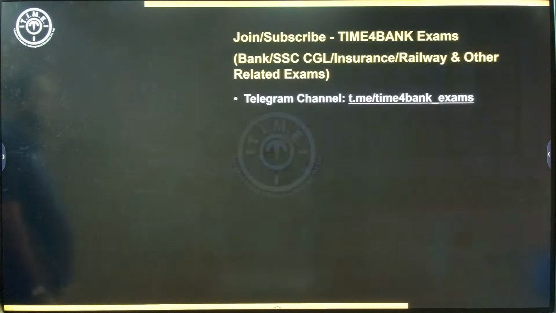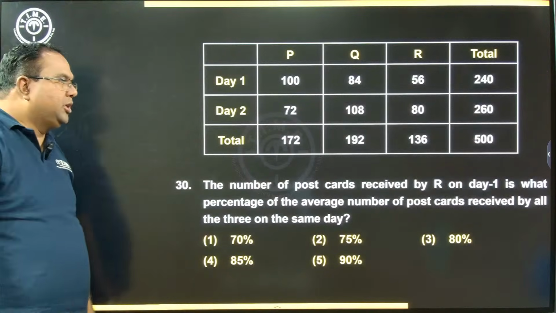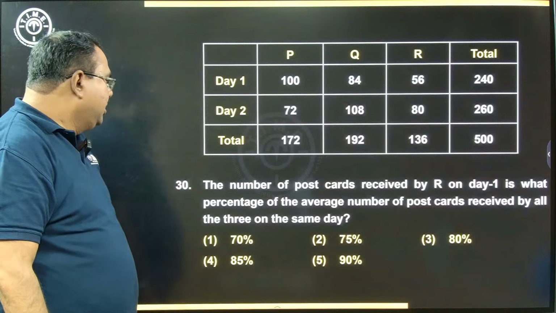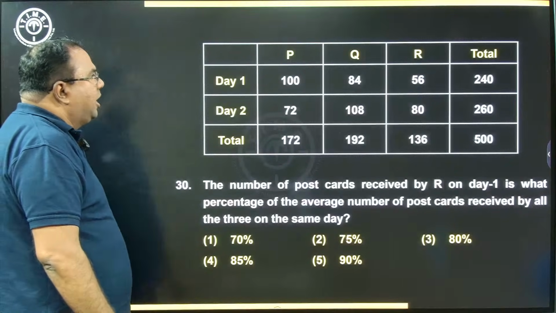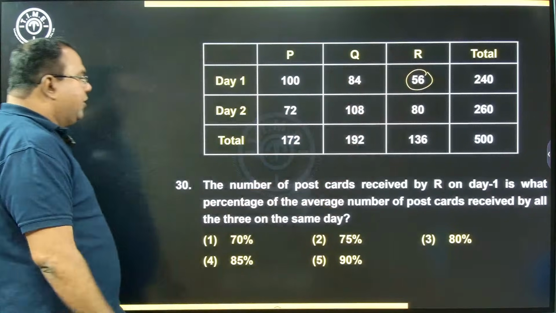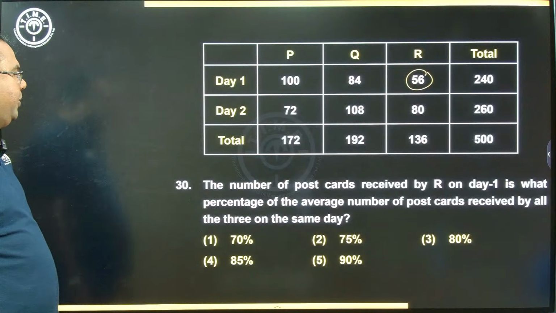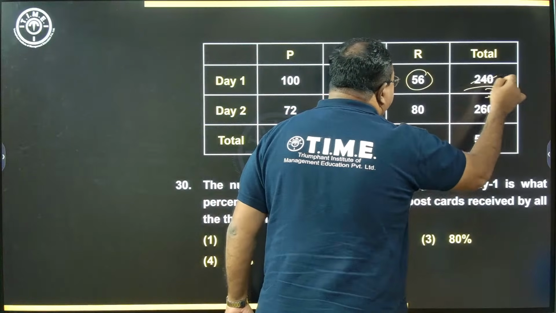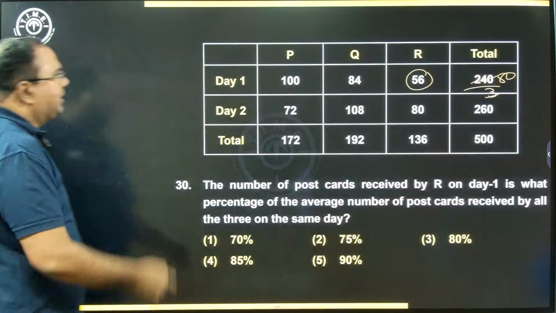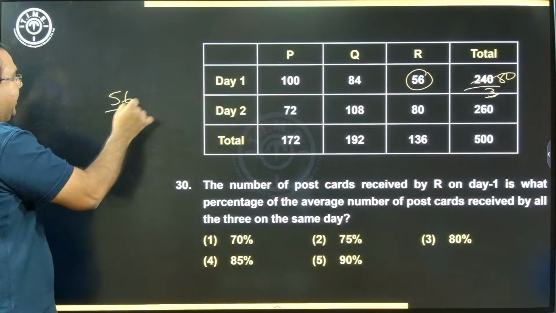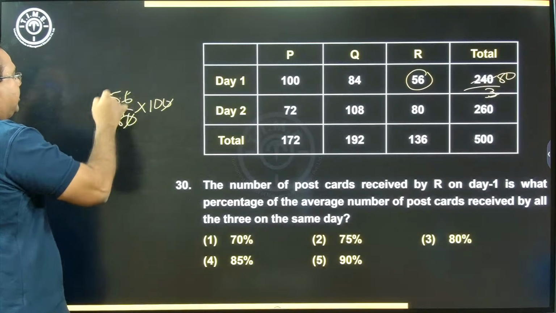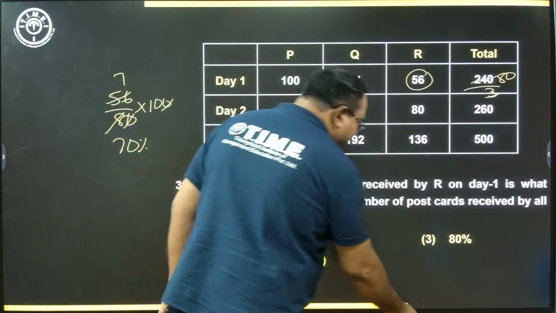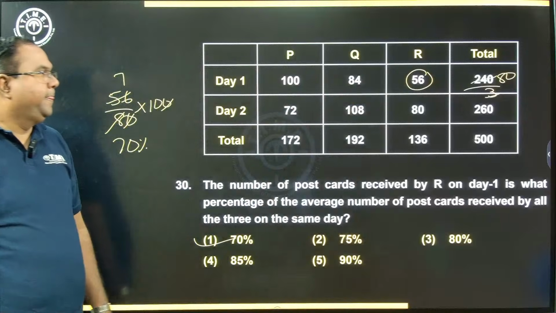So last question of today's session. Number of postcards received by R on day 1. Okay. Day 1 R 56 is what percentage of the average number of postcards received by all the 3 on the same day. Average of all the 3 on day 1, if you divide by 3, it is 80. So R on day 1 is what percentage of average? 56 by 80 average into 100. 8 goes 7 times, it has to be 70%. 70% is present in choice 1.